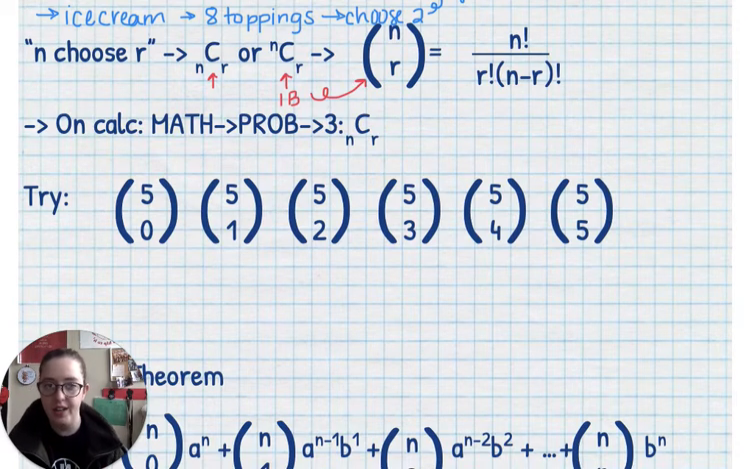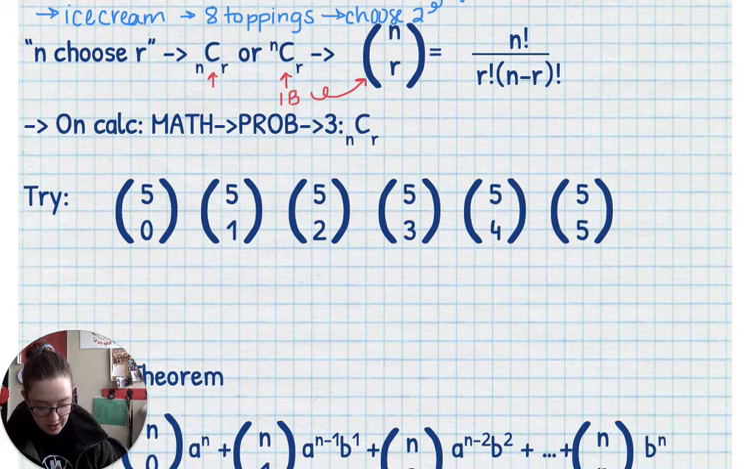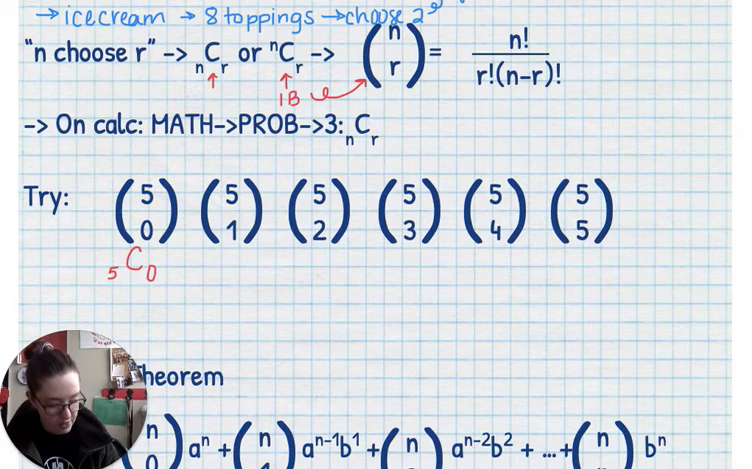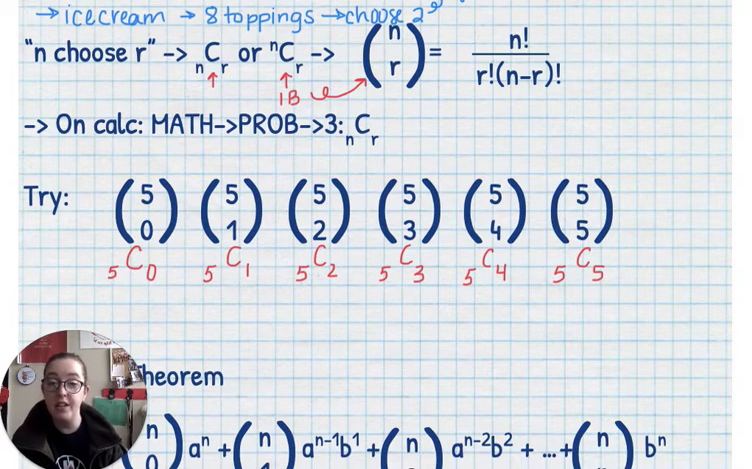So here's what I would love for you to do. I showed you how to put that into your calculator earlier. Please go through and find what the values of each of these are. So remember, 5 with the 0, that's 5 choose 0. The 5 with the 1 is 5 choose 1. 5 choose 2. 5 choose 3. 5 choose 4. And 5 choose 5. Go ahead and in your calculator, figure out what each of those values are.